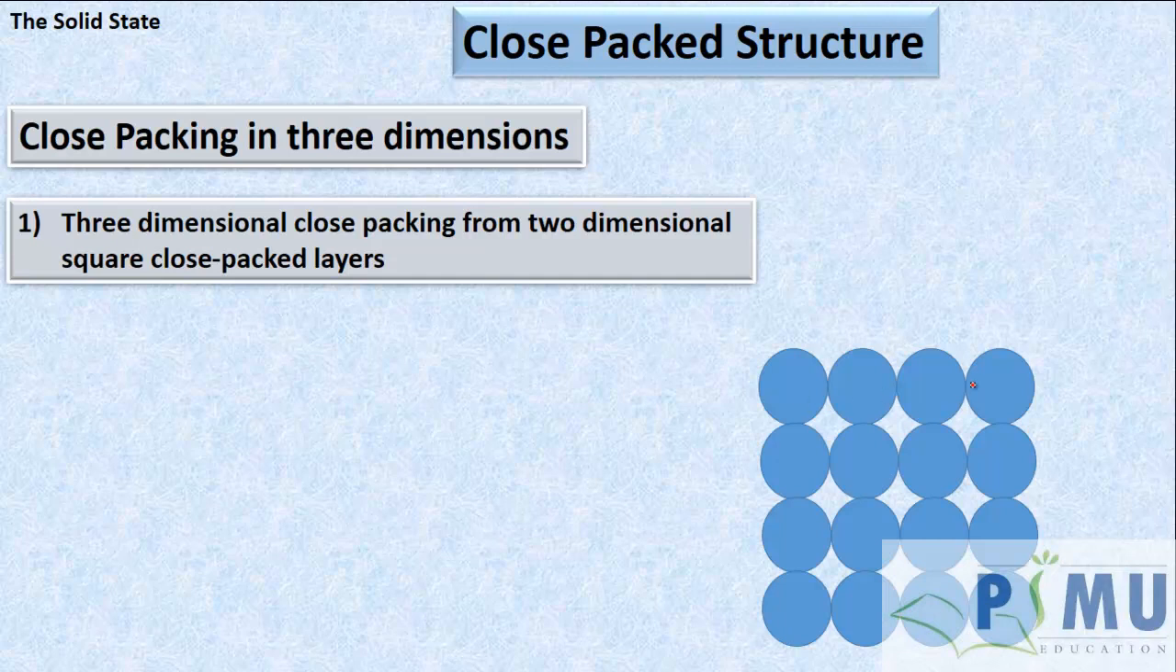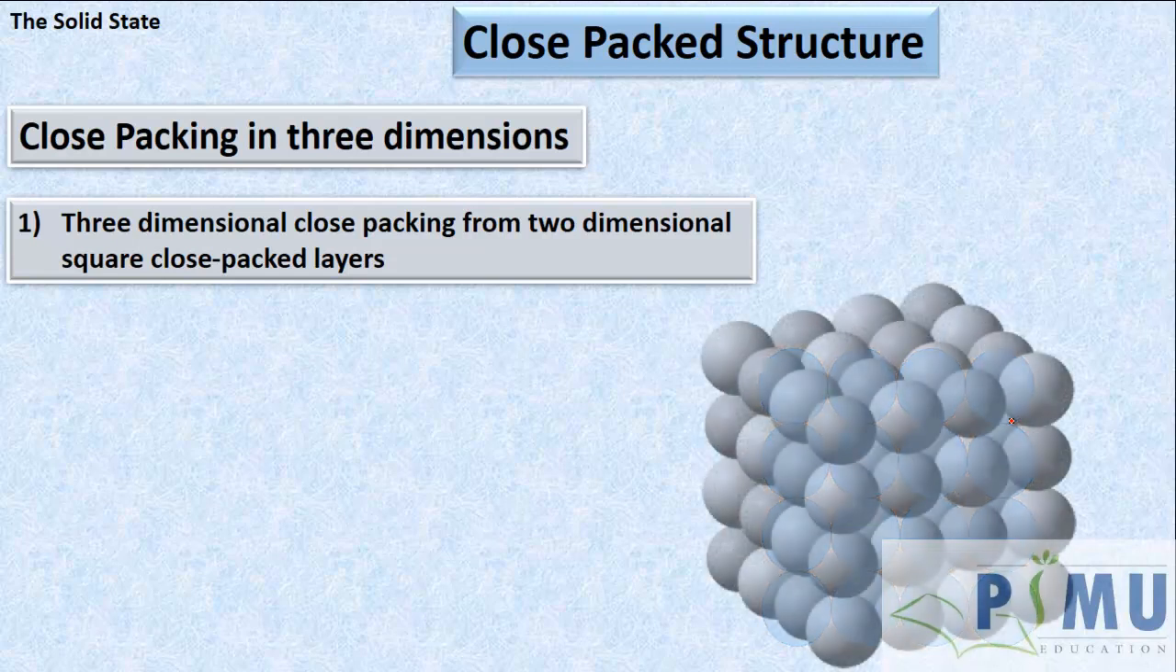See, this is 2-dimensional square close packing and this is layer 1, the first layer. Now if we keep on placing the particles exactly above the particles present in the first layer, then the structure looks like this, right? It forms a simple cubic structure. So this is 3-dimensional close packing from a 2-dimensional square close packed layer.